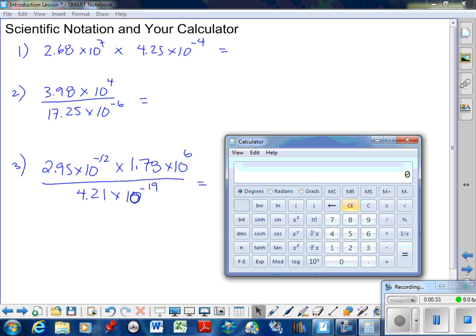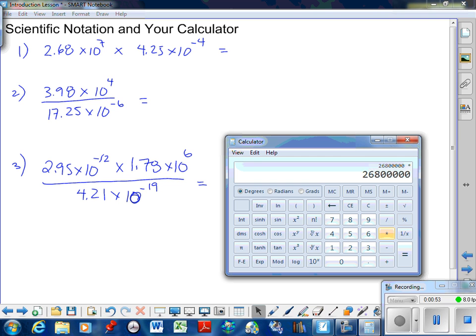So I just want to do a couple of operations here. So you can add, multiply, subtract, divide exponential or scientific notation that you do not have to convert. So for the first example, I've got 2.68 EXP 7. So that's on my calculator. That's what that first number looks like.